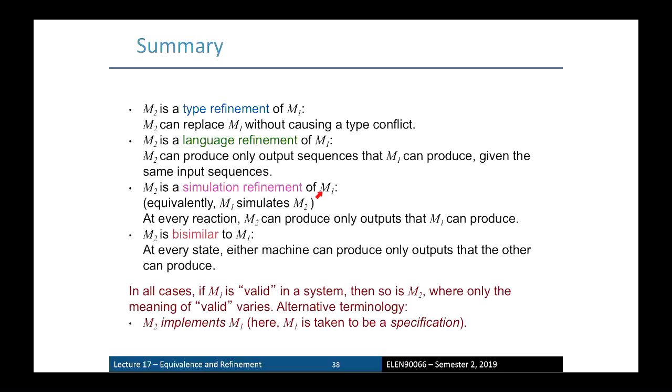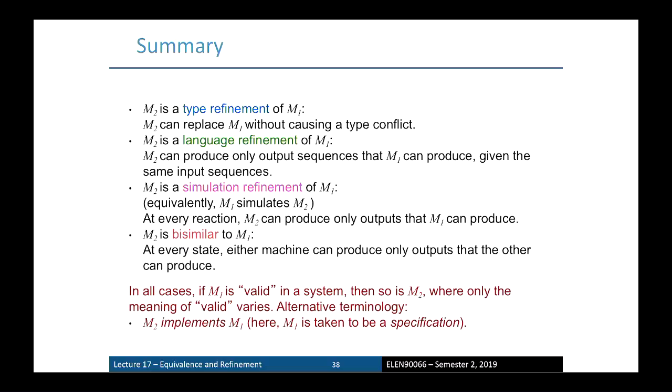M2 is a simulation refinement of M1, or we say M1 simulates M2, if at every action M2 can produce only outputs that M1 can produce. Remember, for deterministic state machines, these things are the same. You might already be thinking they sound the same. They are for deterministic machines. We're so used to thinking of deterministic FSMs. But for non-deterministic machines, it depends on who goes first. Bisimilar means that at every state, either machine can produce only outputs the other can produce. Once again, play the game of who goes first and check the outputs to make sure they are agreeable.